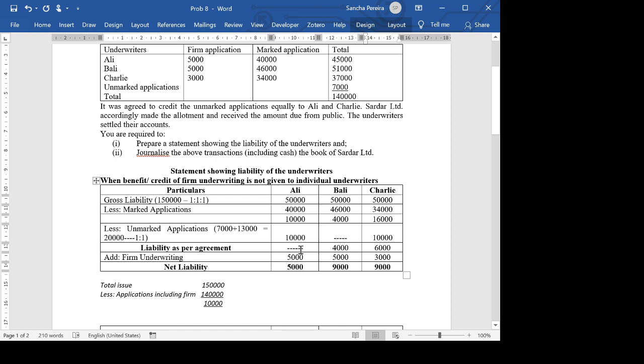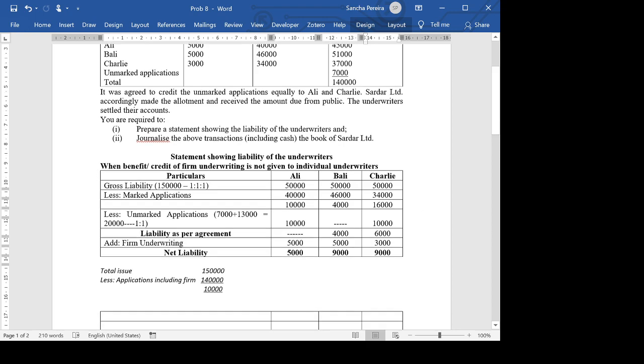He didn't have to take anything as per the agreement. He just has to take up his shares under firm underwriting. In case of Bali, 4,000 under the agreement, which nobody took up, and 5,000 as per firm underwriting, so a total of 9,000. And in case of Charlie, 6,000 as per agreement, and 3,000 as per firm underwriting, so a total of 9,000. Okay, if we had solved under benefit given, this thing may have been totally different. So the fact that there's nothing mentioned, you're free to choose the case. Sometimes if you had solved under benefit given, maybe there would have been a surplus and additional calculations also. So it just depends on the scenario that you have chosen.